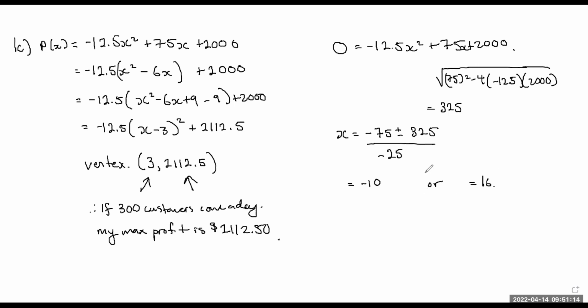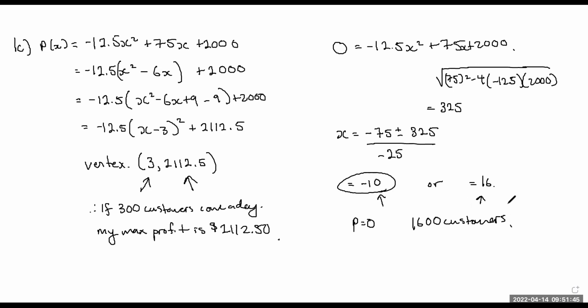Okay, so if I wanted to break even, it doesn't make sense to have a negative number of customers, right? That doesn't make any sense. So I'm going to reject that. I'm going to take this instead. But remember, the X value is in hundreds. So if I want to make a profit of 0, I would need 1,600 customers coming.